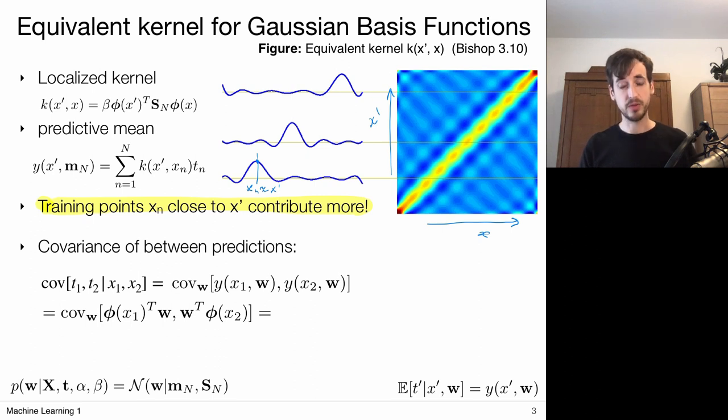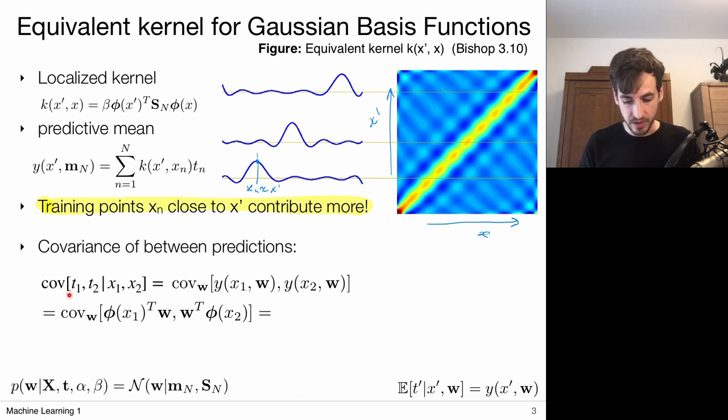Okay, so that's one viewpoint on these kernels, but we could also approach it slightly differently by looking at the covariance between two predictions. So what I'm considering now is I'll make two predictions, one around x1 and one around x2. My model gives me a predictive distribution for each of these, x1 and x prime, and I'm going to look at the covariance between these predictions.